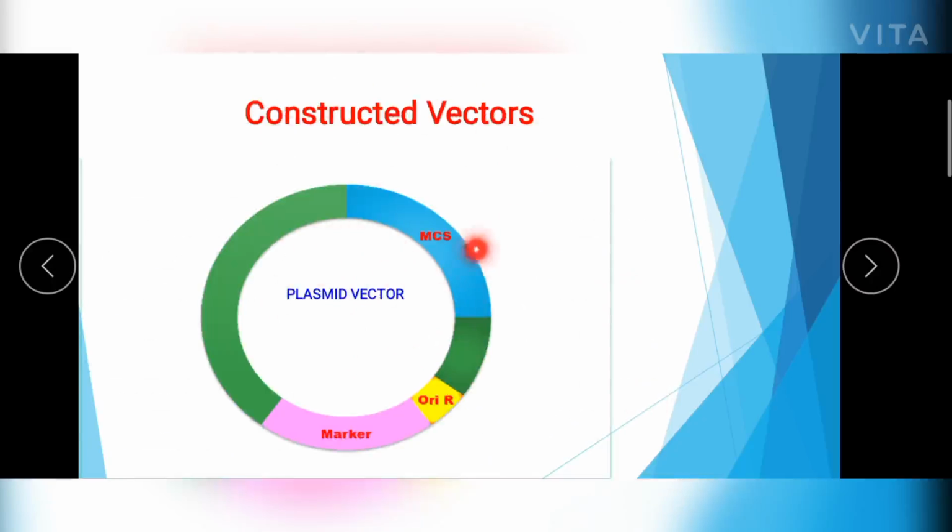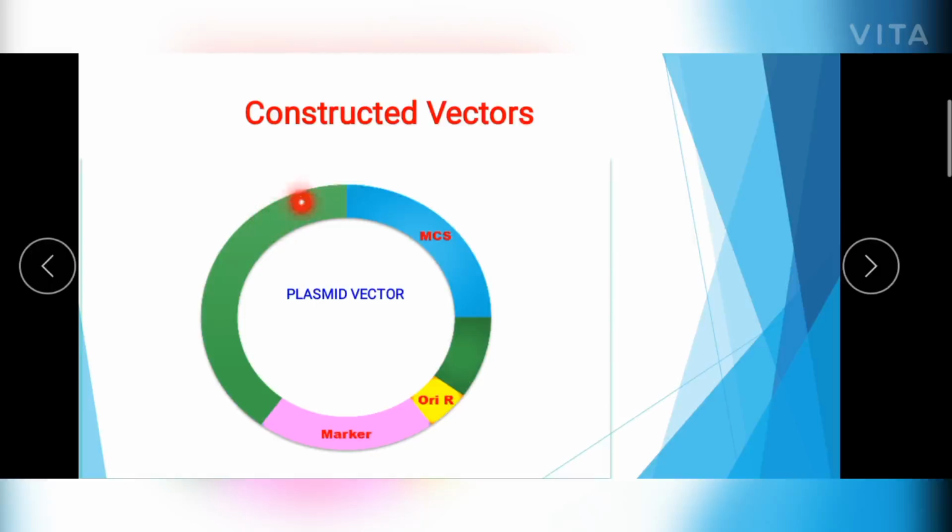So this will be having the multiple cloning site or polylinker site taken from one genome. Then the replicon, that is a relaxed replicon, this portion of the DNA is taken from another genome. The marker genes are taken from another plasmid.